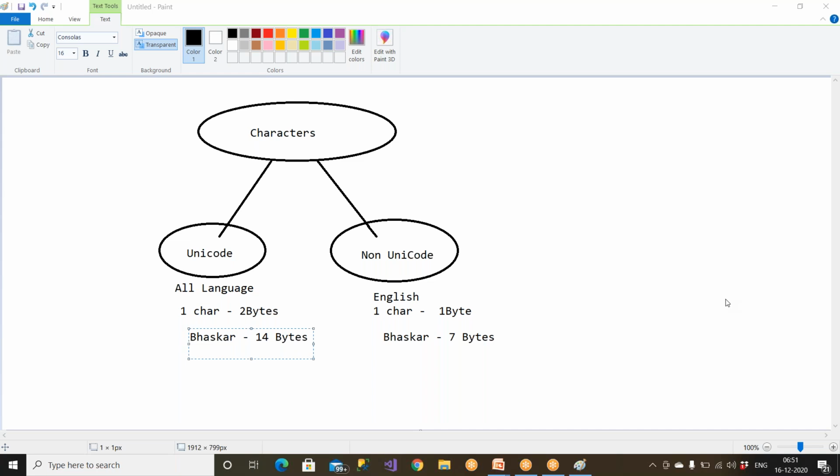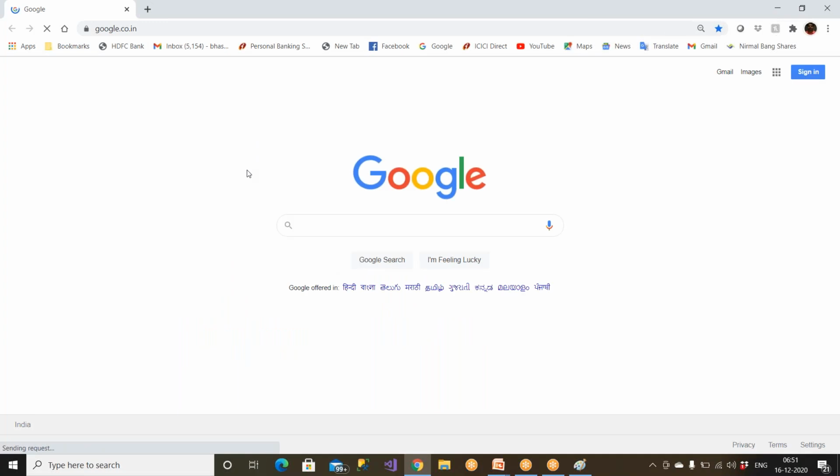Why? Because all the customers, from any country, any language, can use this Unicode data. Clear? So if I go to Google today, let me go to Google, and I want you to understand this.